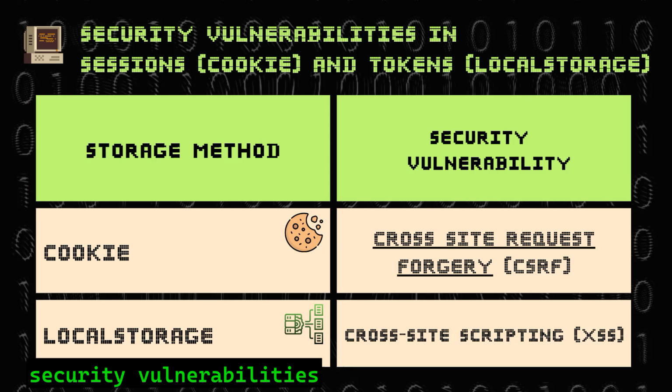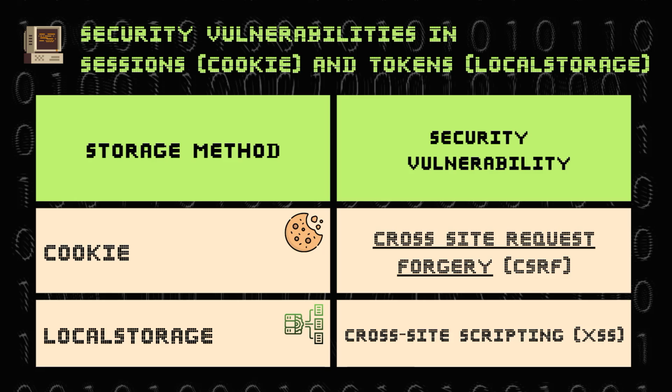Now let's talk a little bit about security vulnerabilities. As I mentioned, session-based auth maintains the state of the client in a cookie, while JWTs can be stored in local storage or a cookie. Most token-based authentication implementations store the JWT in local storage. So both of these methods actually come with potential security issues, like you can see on the screen.